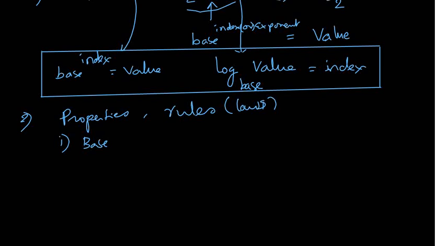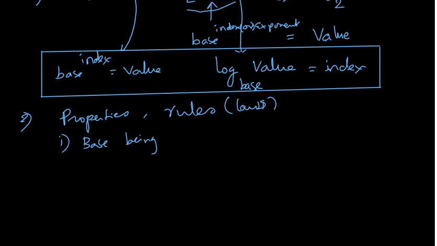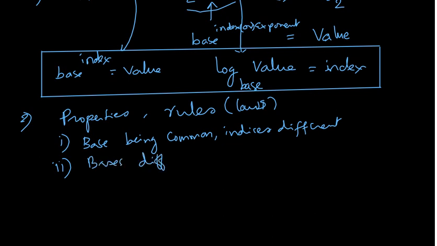Okay, so the base is, first property is base being common, or we can also say same base, common base. The second one is base being common, indices different. The second one is base different, indices common. So two different sets of properties.